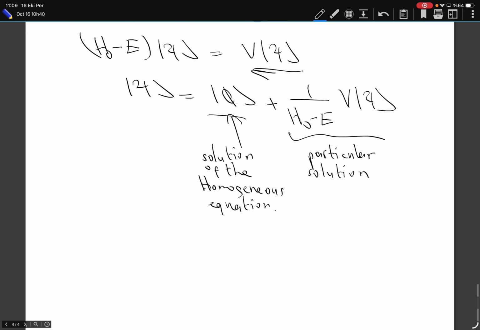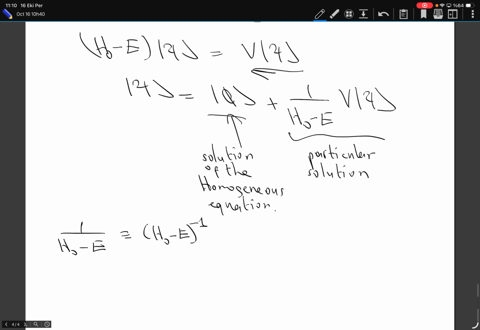Well, this is not very helpful, to be honest. It's a formal solution. There are a couple of problems with this expression. One is here, 1 over H0 minus E, or H0 minus E inverse. I'm assuming that this operator has an inverse, which it does not, because it has a 0 eigenvalue. If you have an operator with a 0 eigenvalue, you cannot invert it.